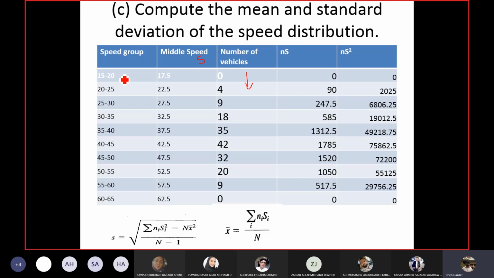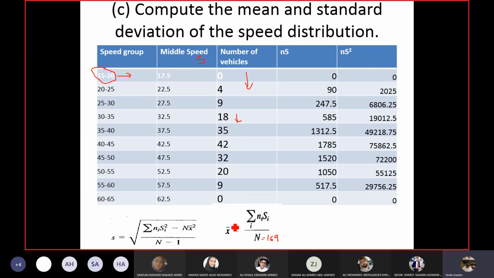So s is basically the midpoint of these two values. The midpoint of these two values. So n into s, the first value, obviously n is 0, so the first value will be 0. Second one, 4 into 22.5 will give you 90, and 4 into 22.5 square will give you 2025. n you already calculated, 169, the total number of values. That is the summation of this column.